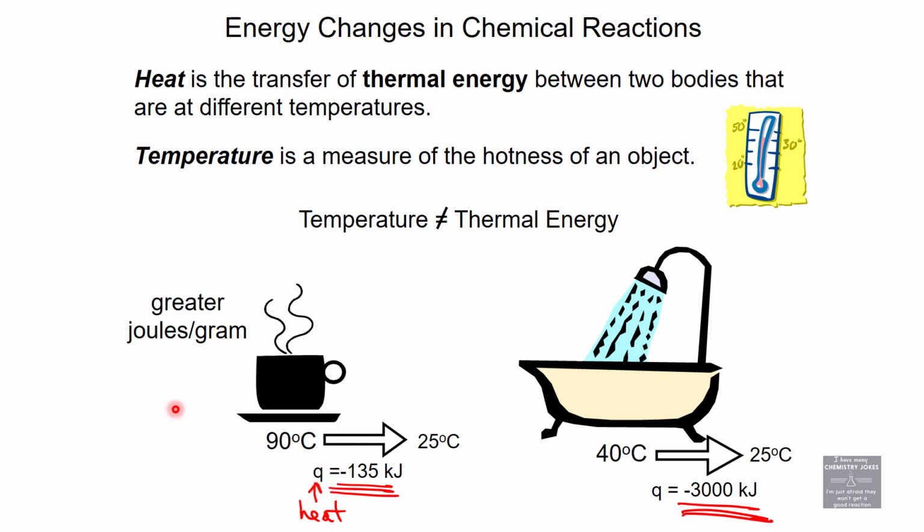This coffee cup had a greater joules per gram loss because the mass of coffee in the cup versus the mass of water in the bathtub is less. But the bathtub had a greater energy loss overall. Yeah? Okay.